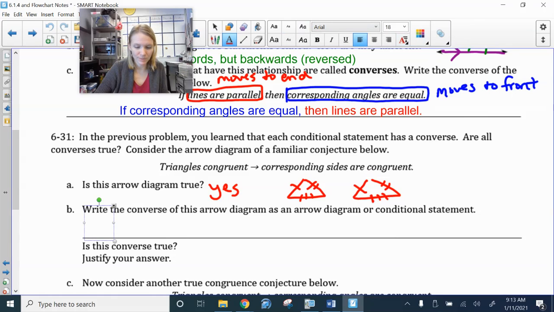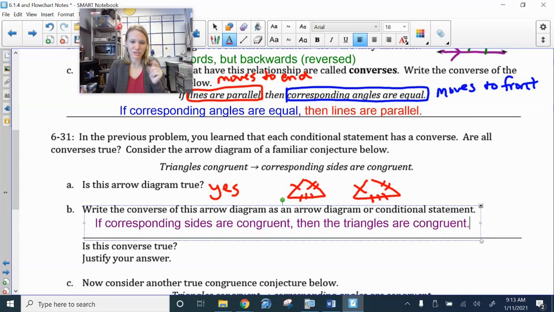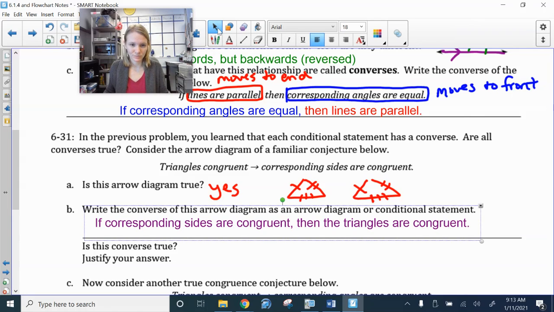Try it again. There we go. If corresponding sides are congruent, then the triangles are congruent. I'm going to add a couple of words there just to make it so that the sentence makes sense. You can write it as an arrow diagram as well. That's totally fine.